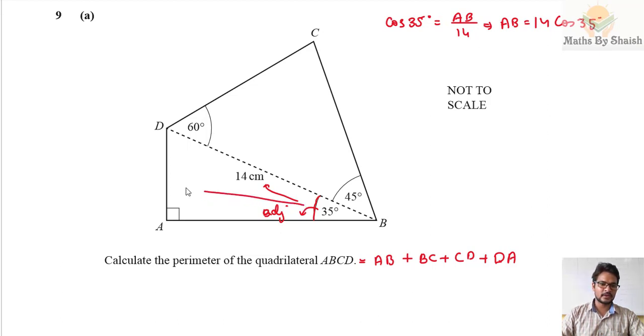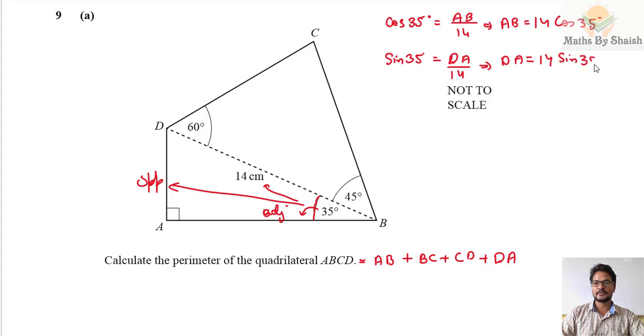And similarly for 35 degree, this is opposite, so we will use opposite upon hypotenuse, that is sine 35 degree is opposite, that is DA upon hypotenuse 14, hence DA becomes 14 times sine 35 degree. So we got these two lengths. Now let's talk about the triangle BCD.